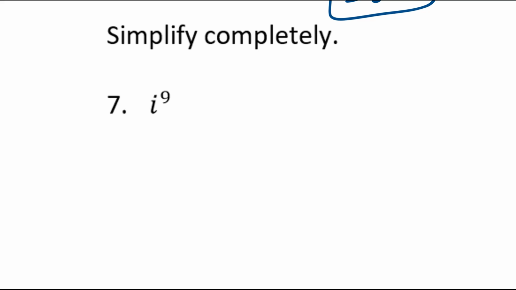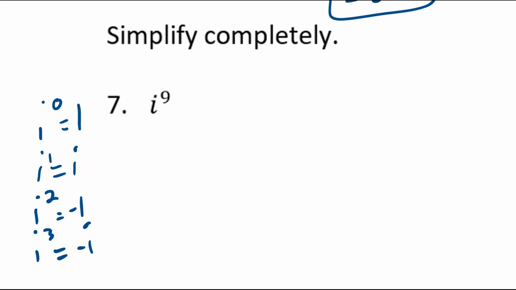Now for powers of i, remember those 4 powers of i were the only ones you needed to know. i to the 0 equals 1. i to the first is just i, i squared is negative 1, and i cubed is negative i. So 1, i, negative 1, negative i.